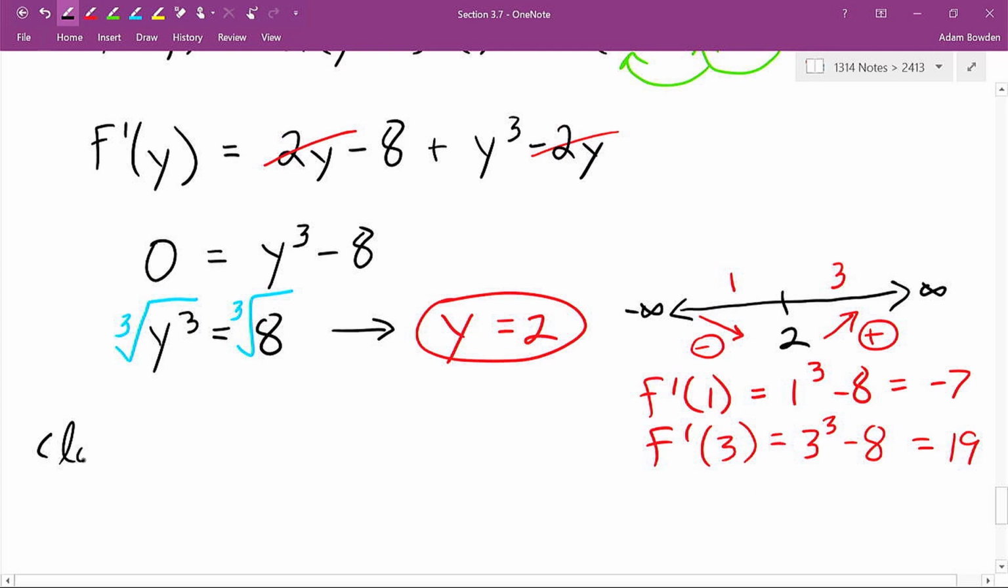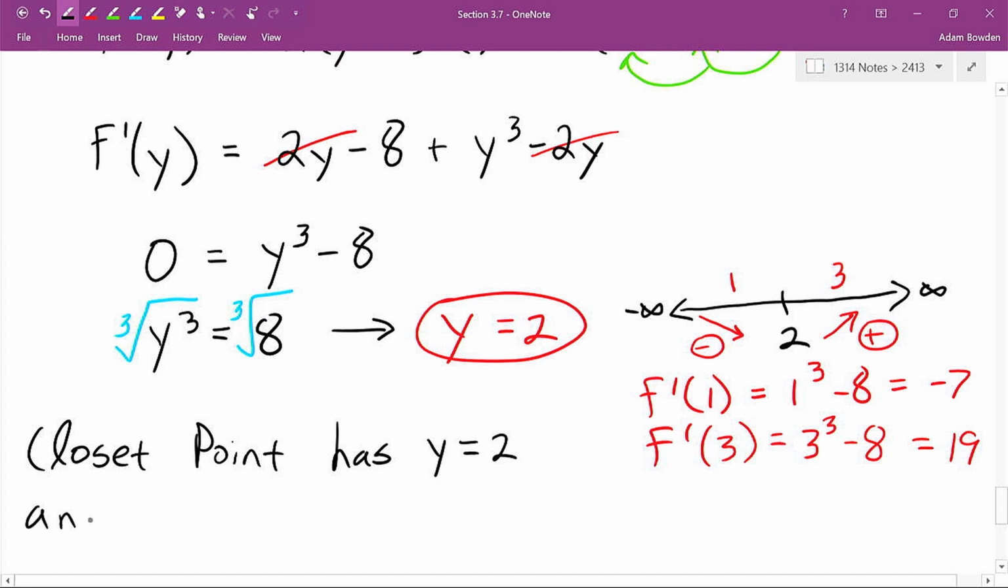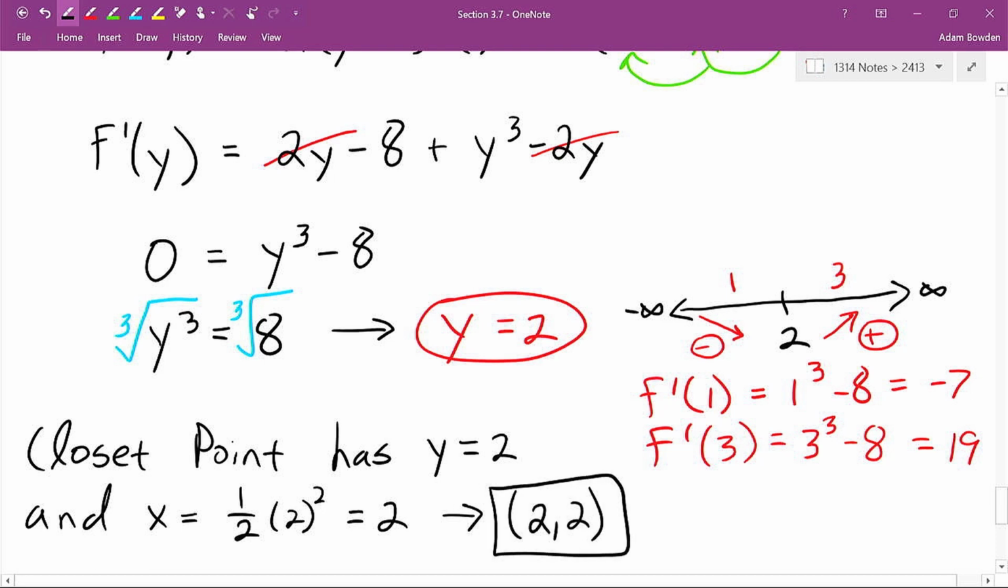So the closest point has a coordinate of y equal to 2, and the x value would be equal to 1/2 times 2 squared, or just 2. So the coordinate (2, 2) on the parabola would be closest to the other point (1, 4).